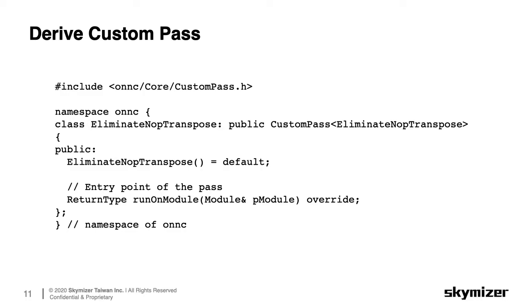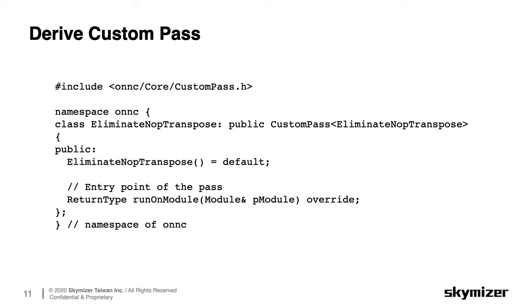Now we demonstrate how to implement an optimization in detail. The header of a new optimization path may look like this. We define a new class derived from custom path and override the run-on-module method. In an optimization path, the return type of run-on-module basically indicates whether there's any change to the IR graph during this path.